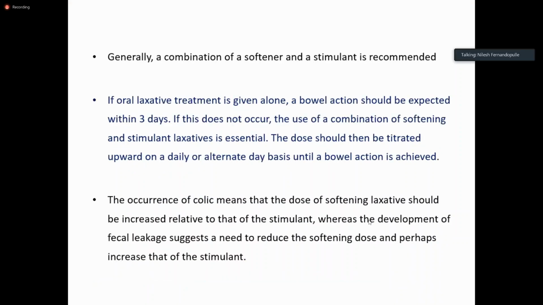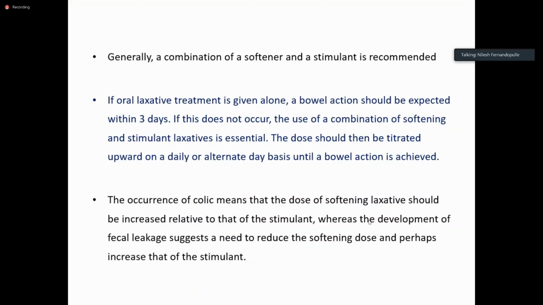Generally, most people will benefit from a combination of softeners and stimulants. I'll touch on that again. Rather than giving one thing, if you combine laxatives, they'll be much more useful. If oral laxative treatment is given alone, bowel action should be expected within 3 days. If this does not occur, the use of a combination of softening and stimulant laxatives is essential. The dose should be titrated upward on a daily or alternate-day basis until the bowel action occurs.